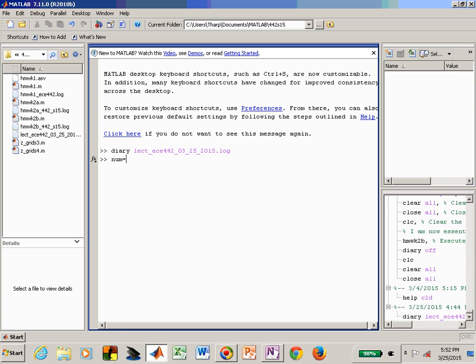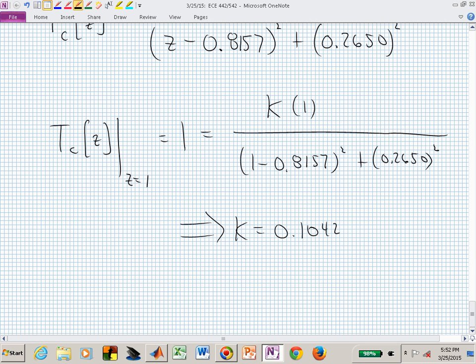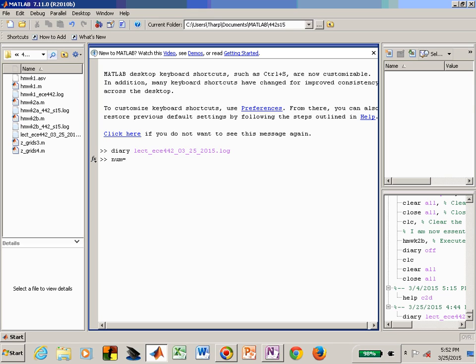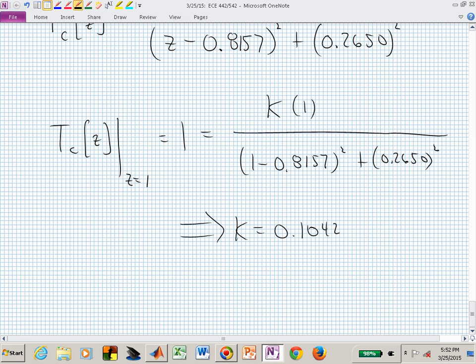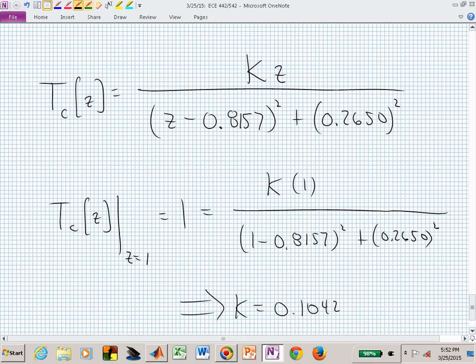What was my numerator? 0.1042. Is that all I need for the numerator? Don't forget, this is now 0.1042, but I have a Z term in the numerator. I don't just have a constant. And in MATLAB, we write these polynomials in row form.